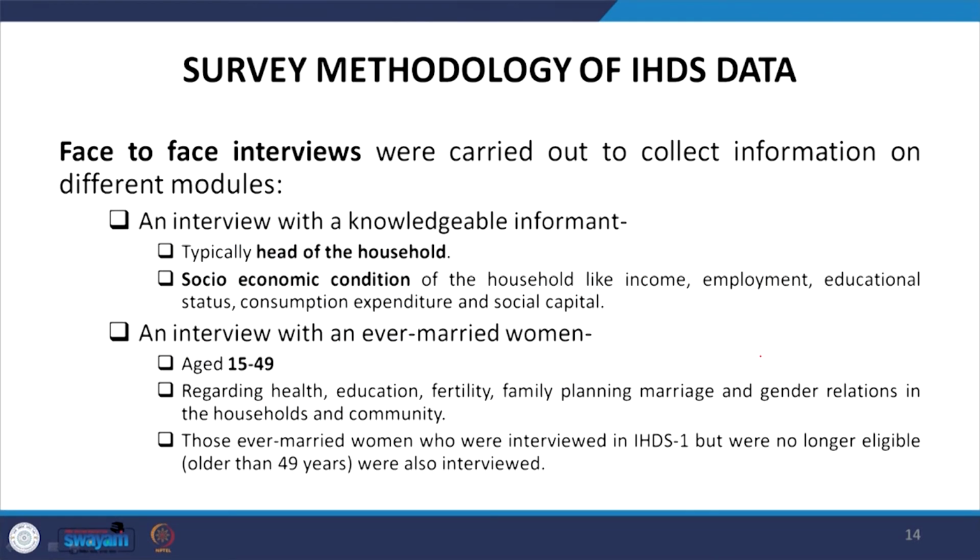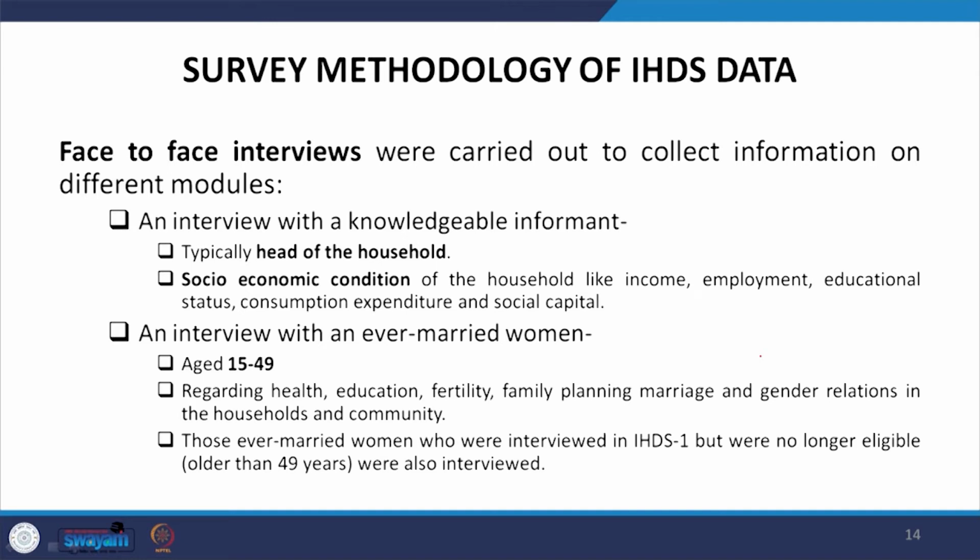Looking at the survey methodology of IHDS data, face to face interviews are conducted to collect information on different modules. An interview with a knowledgeable informant, typically the head of the household, covers the socio-economic condition of the household like income, employment, education, consumption, expenditure, social capital. An interview with an ever married woman is discussed separately in IHDS 2, though it was clubbed with the household file in IHDS 1.